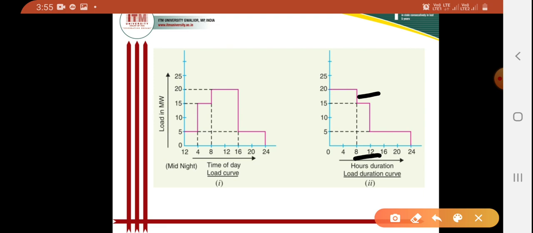Then what is the next consumption? The next highest consumption is 5 megawatt, which is the last or least consumption value. The time duration for 5 megawatt is from 16 to 24, which is 8 hours, plus 4 hours, total 12 hours. So in the load duration curve I have to draw it from 12 to 24, for the next 12 hours. The power consumption is what?